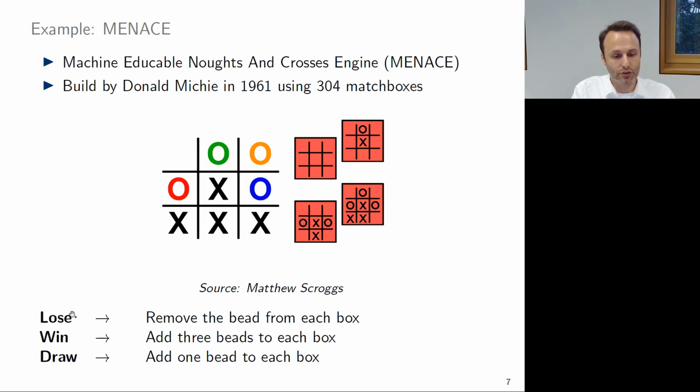So if it loses a game, then we remove the bead from each box. In turn, when it wins, then we add 3 beads to each of the boxes for the winning move. And also draws are really good, because if you play perfectly, then a draw is the best that you can get. And here we add 1 bead to each box to have positive feedback.